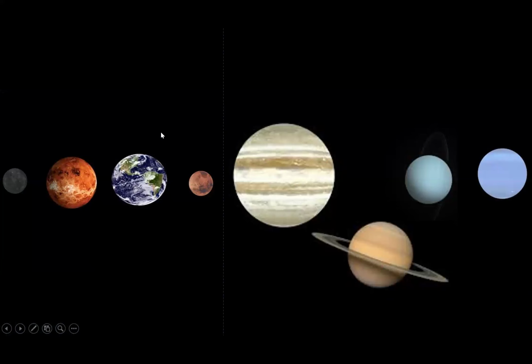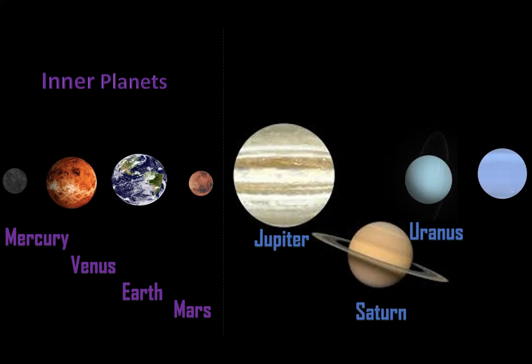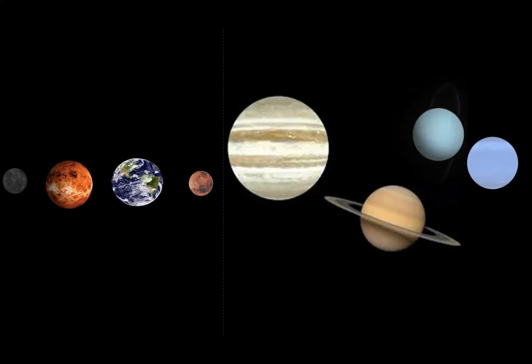As you remember, we said before that the 8 planets are divided into 2 groups: Mercury, Venus, Earth, and Mars. They are in the inner planets group. Jupiter, Saturn, Uranus, and Neptune are in the outer planets group. As you see, there are differences between the 2 groups.